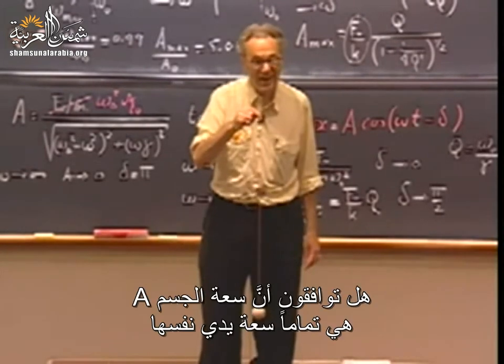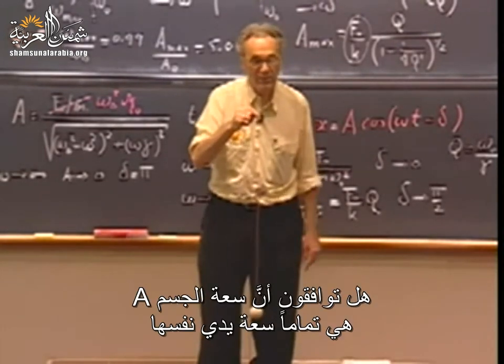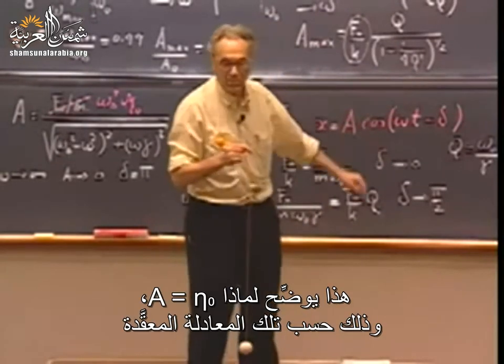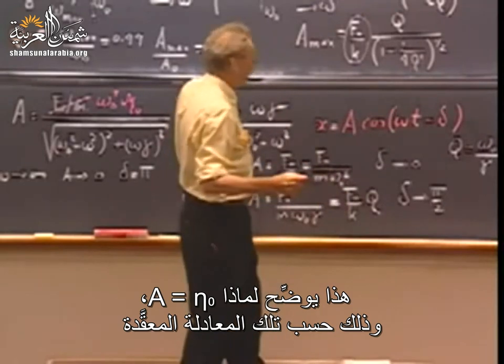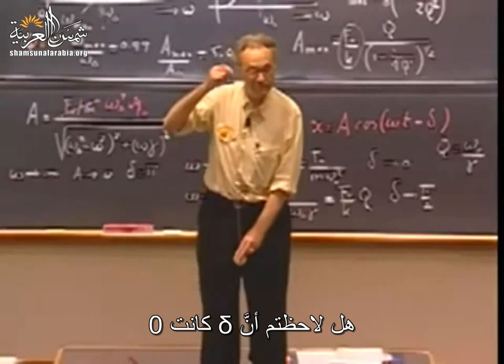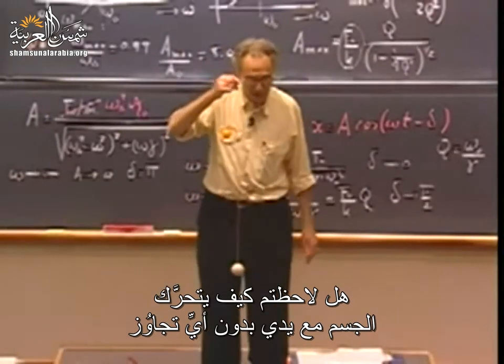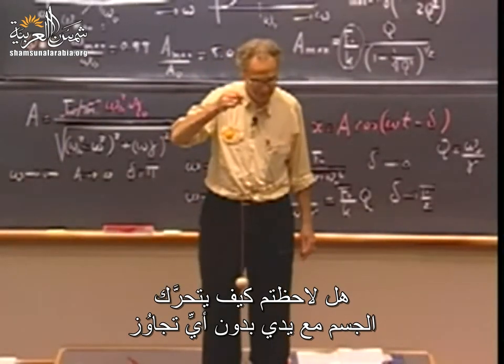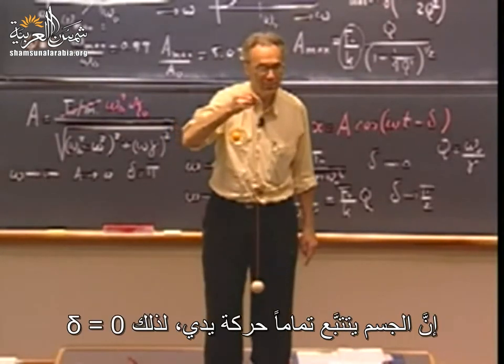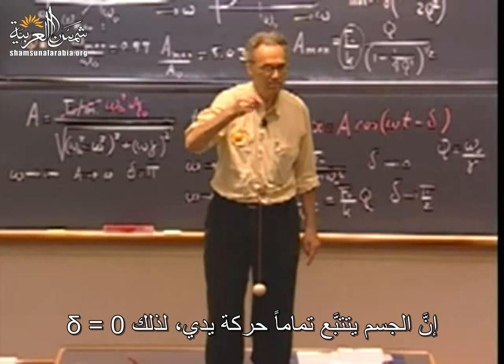Do we agree that A, the amplitude of that object, is exactly the same as the amplitude of my hand? Do we agree? Do you see that? That is why that A is eta 0. And that follows from that rather complicated equation. Did you see that delta was 0? Did you see that we went hand in hand, so to speak? No pun implied. We're going hand in hand, right? That one follows exactly my hand, so delta is 0.